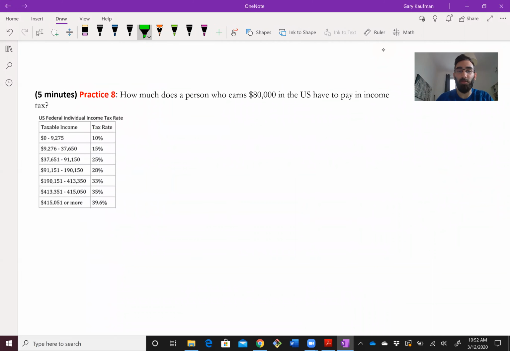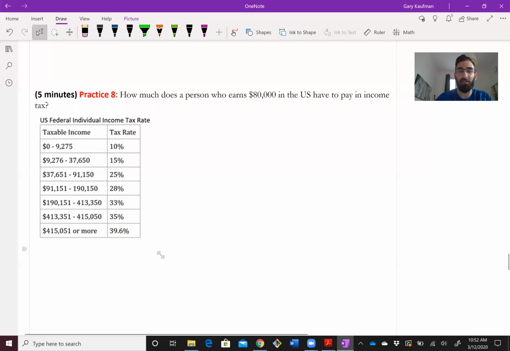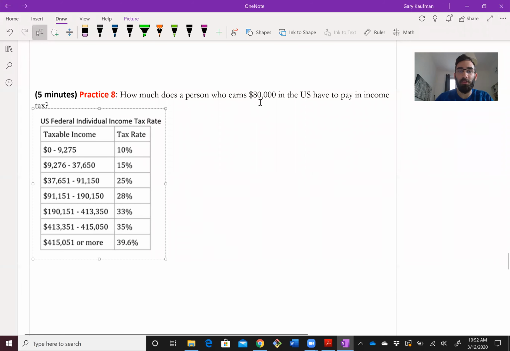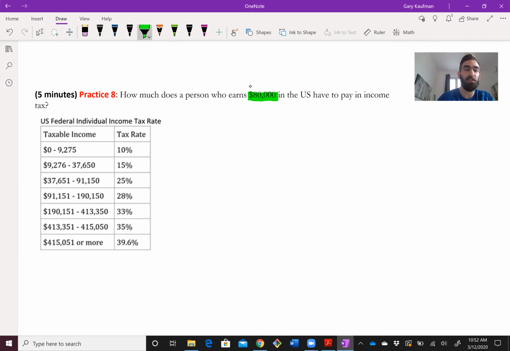Here is one for you to do as well. Now, this one is the US tax bracket. Since this person is earning 80,000, we figure out where 80,000 falls, and that's right here, between those two numbers. So I'm paying 25%. All right, figure out how much they pay in tax.